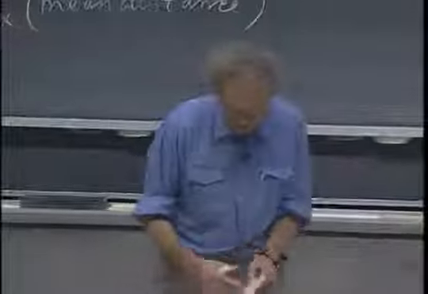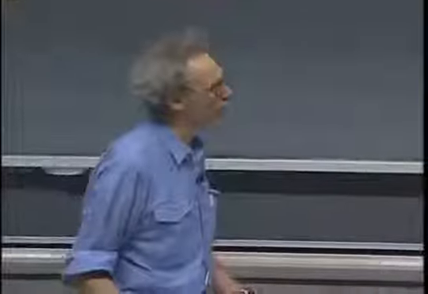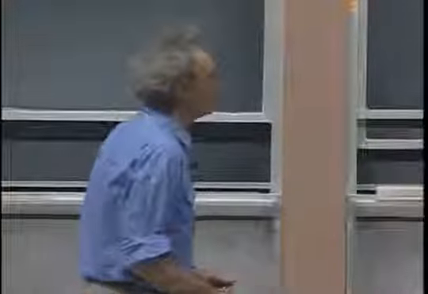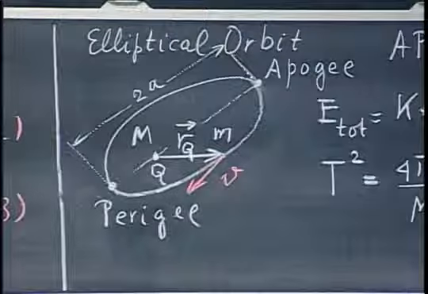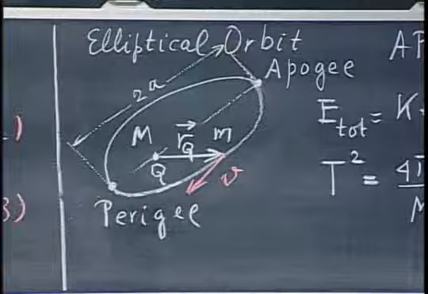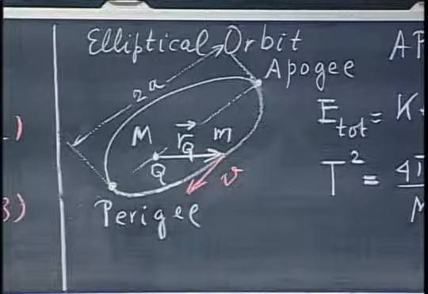So, orbits in general are ellipses. And now I want to review with you what I have there on the blackboard about ellipses. You see an ellipse there. Capital M could be the Earth, could be the Sun, is at location Q. The ellipse has a semi-major axis A. So the distance P to A, perigee to apogee, is 2A.